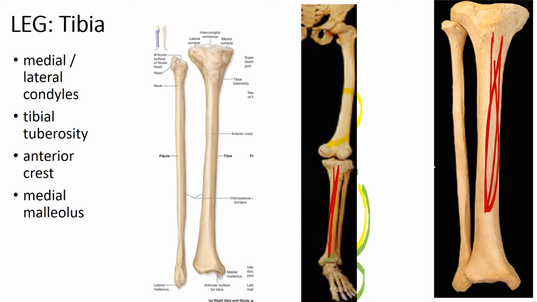It has this broad superior head with two relatively flat surfaces, which are the medial condyle and the lateral condyle. And these are going to articulate with the medial and lateral condyles of the femur.